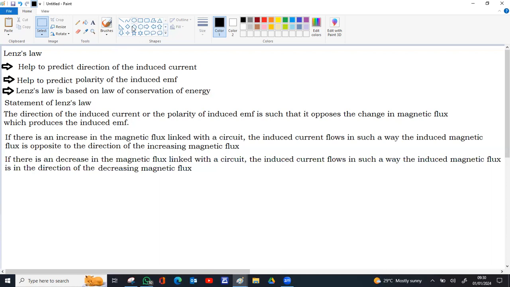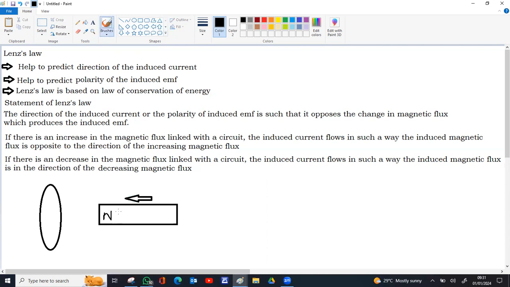Now, with an example, we can understand how it predicts the direction of the induced current and how it satisfies the law of conservation of energy. Imagine we have a coil. A magnet is approaching the coil. It's moving towards the coil. Let the left side of the magnet be north and right side south. The field lines of the magnet come out of the north pole.